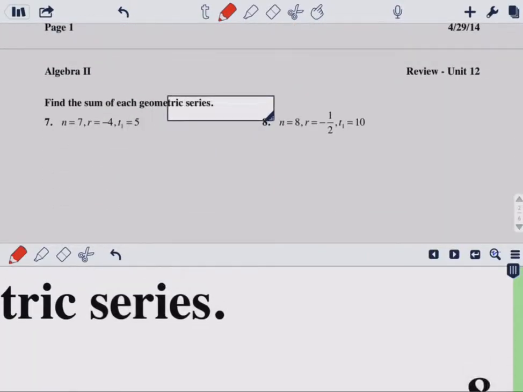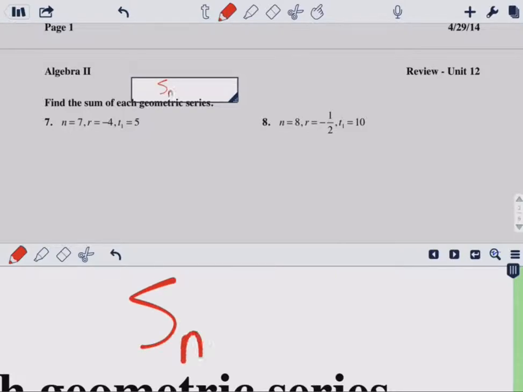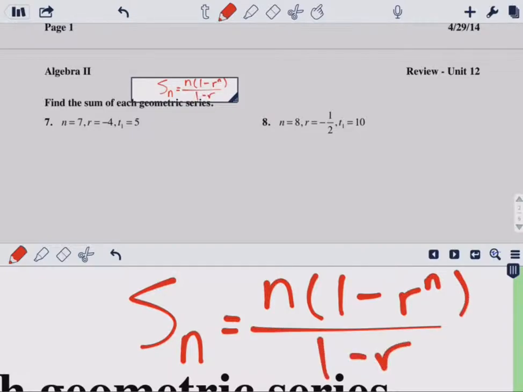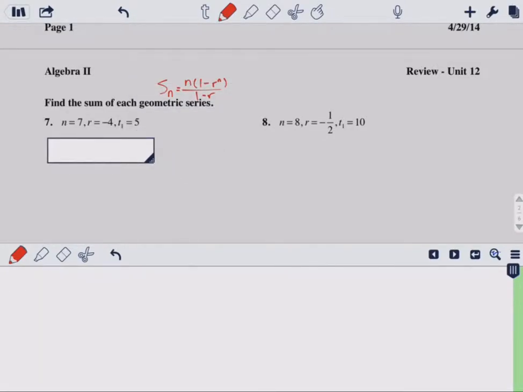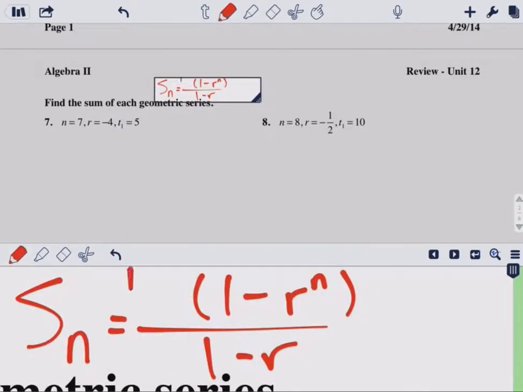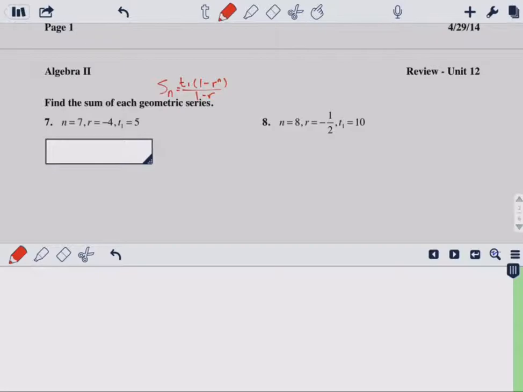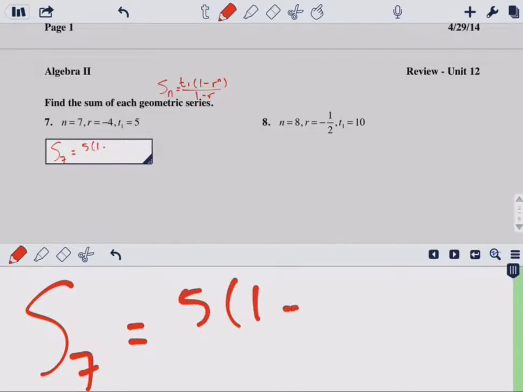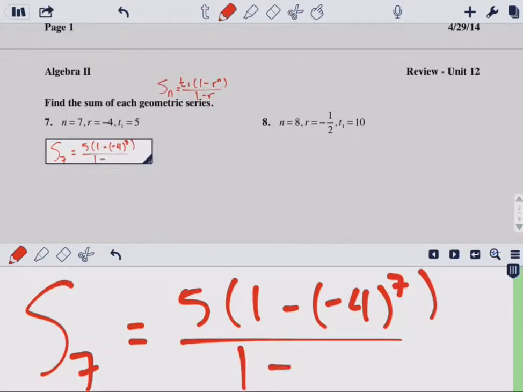Okay, geometric series. If it's finite, we're going to use the formula S sub n equals t sub 1 times 1 minus r to the n over 1 minus r. So we're going to try that here. We're given t sub 1, and we're given r, so we can just plug in. S sub 7 is equal to 5 times 1 minus negative 4 raised to the 7th over 1 minus a negative 4.